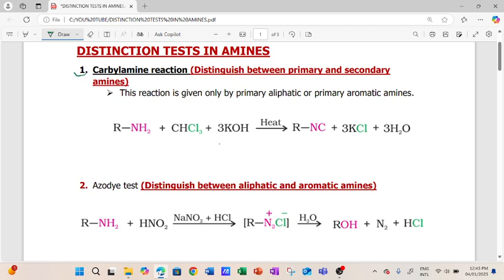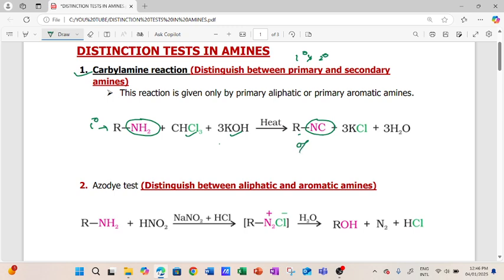So let's start with the first test, which is called the carbylamine test, and it is used to distinguish between primary and secondary amine. And the test is like this: if you take a primary amine, say for example RNH2, and this is on reaction with chloroform and an alkali, we get RNC as a product. Means NH2 is replaced by NC functional group. NC is isocyanide. Alkyl isocyanide is a product.